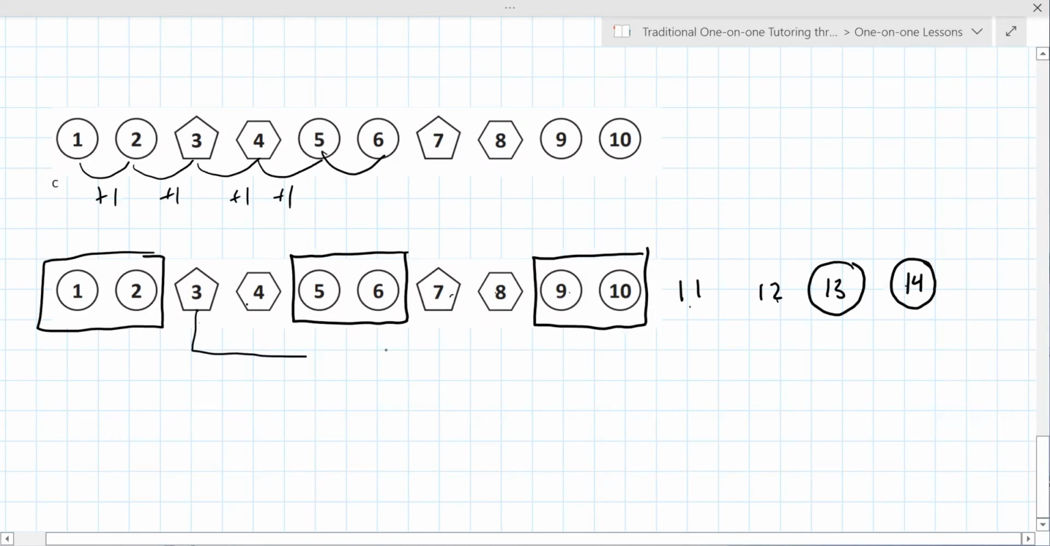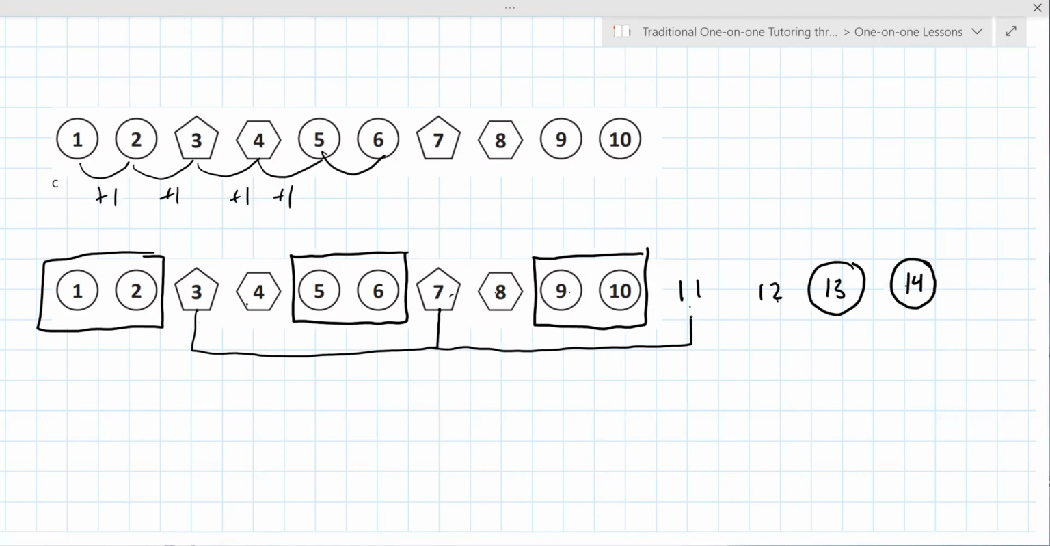3 and 7 are pentagons. What should 11 be? What shape should 11 be? It should be a hexagon, or should I say polygon?